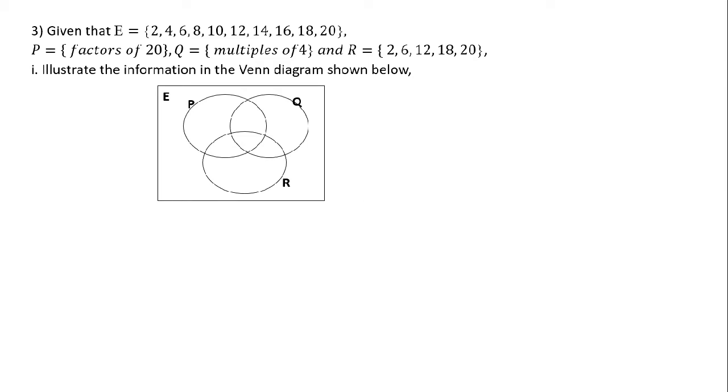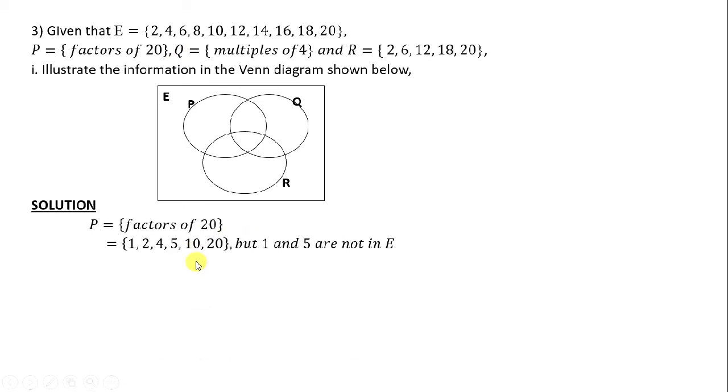Before we do that, we have to list the factors of 20. Now, the factors of 20 are those numbers which you can divide into 20 without leaving a remainder. So we have 1, 2, 4, 5, 10, and 20. But 1 and 5 are not in the elements under discussion. We don't have a 1 here and we don't have a 5. So we are going to leave out 1 and 5 because they are not in the universal set. So the set P we are going to consider will have elements 2, 4, 10, and 20.